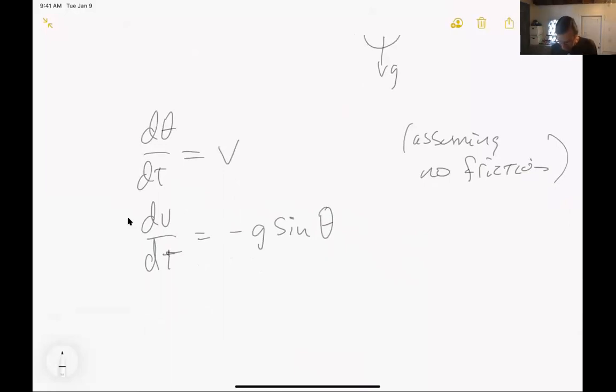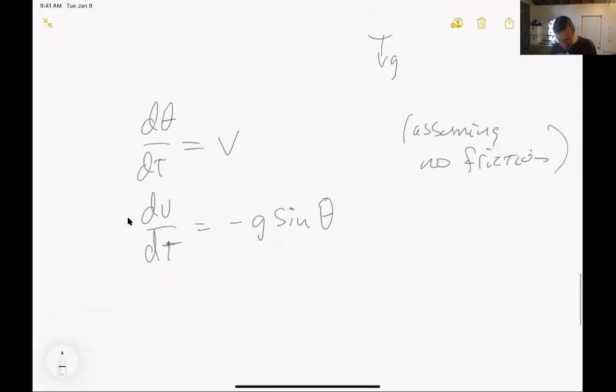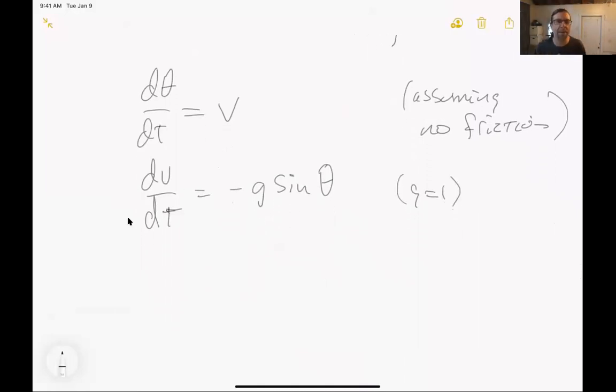Okay, so that's the system we're dealing with. And I'm just going to pretend g equals 1. You can always pick units so g equals 1. They're not traditional units that physicists use, but we're mathematicians, so we can pick whatever units we want. So if we pick g equals 1, then our system is just dv/dt equals minus sine theta.